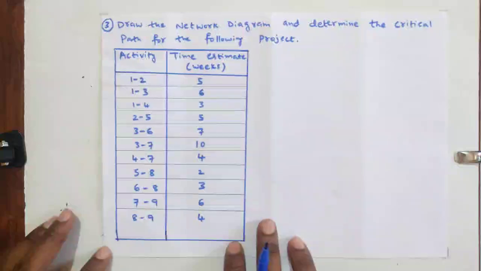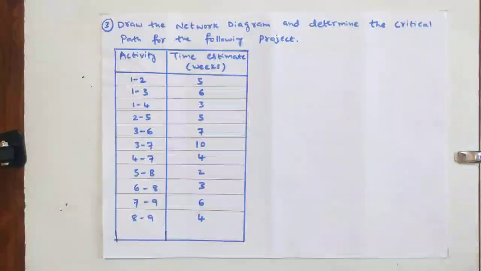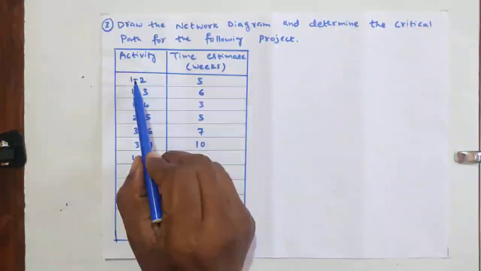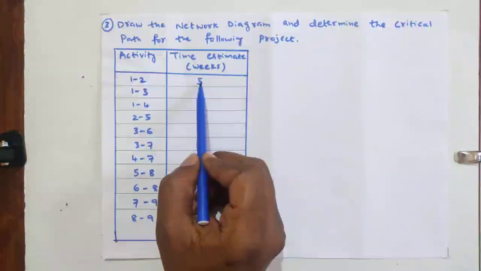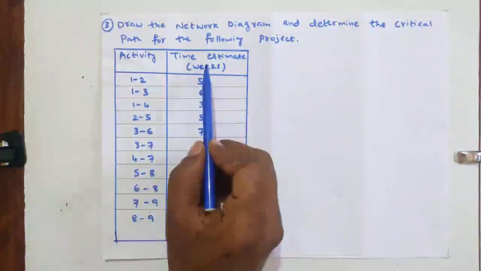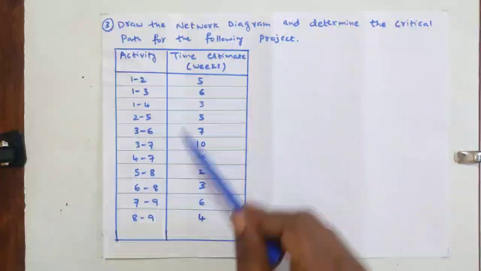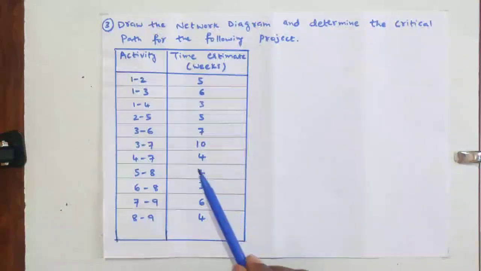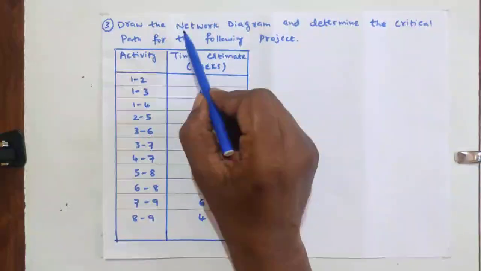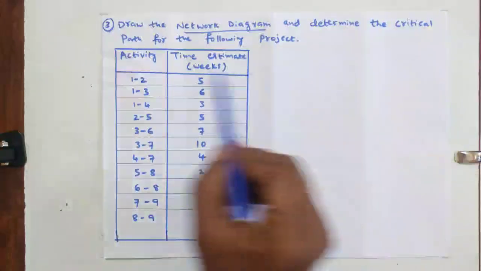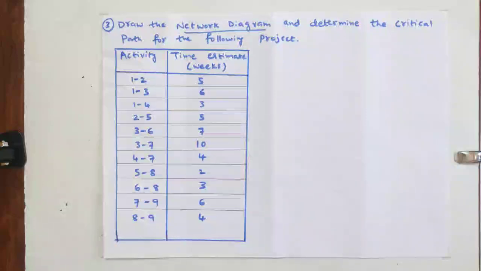Okay, this is the last problem in this video. In this problem, they are asking us to draw a network diagram. They have given activities and time estimates. To complete activity 1 to 2, the project requires 5 weeks. The time estimate is given in weeks. Similarly, 1 to 3 is 6 weeks. They have given activities and the time estimate, that is, the duration of the completion of the activity. They are asking us to draw the network diagram and determine the critical path for the following project.